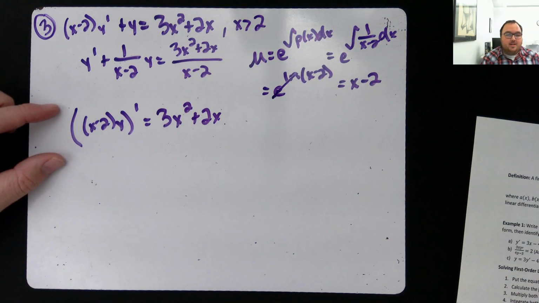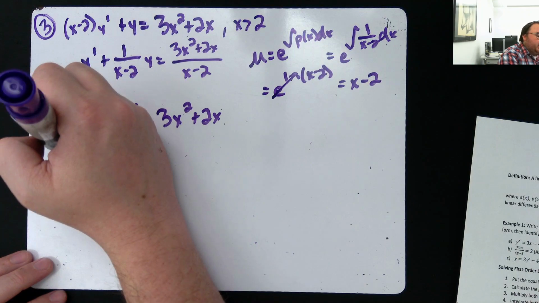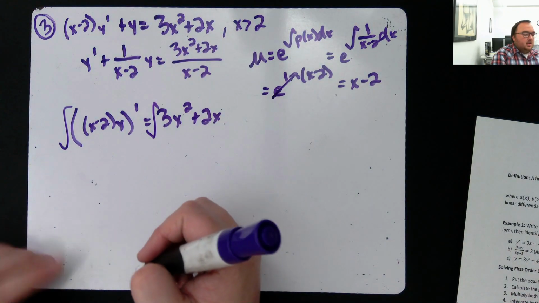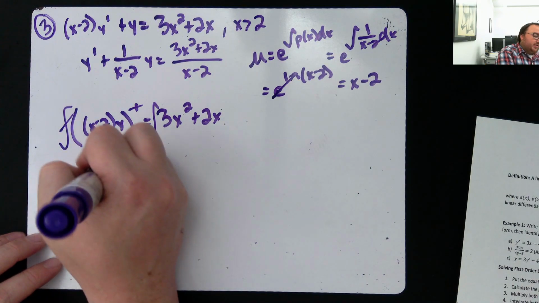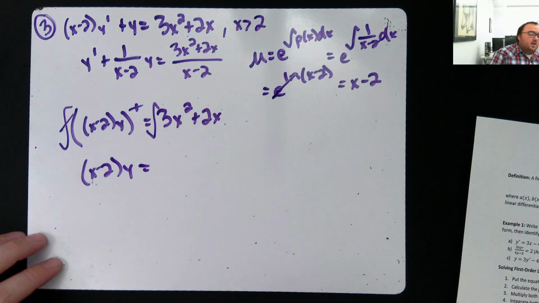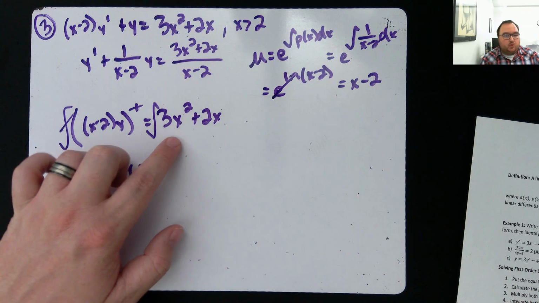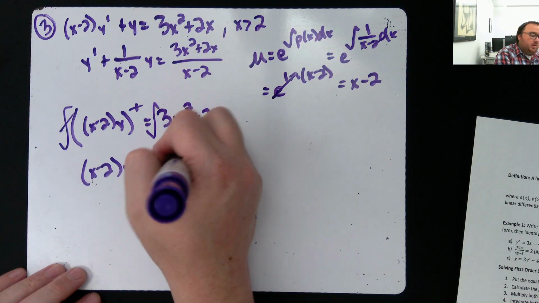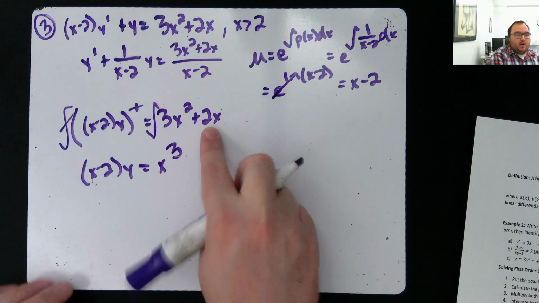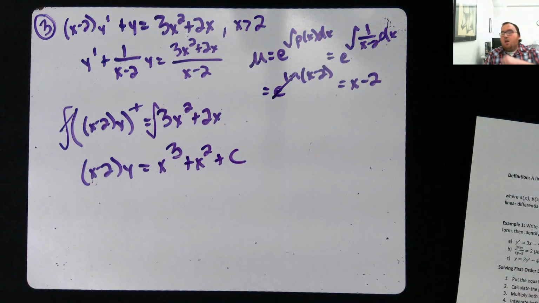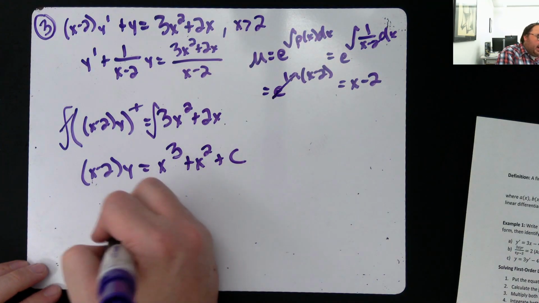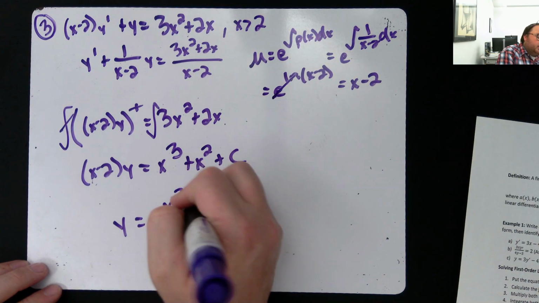This isn't bad because now I can just take the antiderivative of both sides. That's going to cancel out with the prime, so it's just x minus 2 times y. Antiderivative of 3x squared is x cubed. Antiderivative of 2x is x squared. Don't forget plus c. So to solve this for the y, just divide by x minus 2.